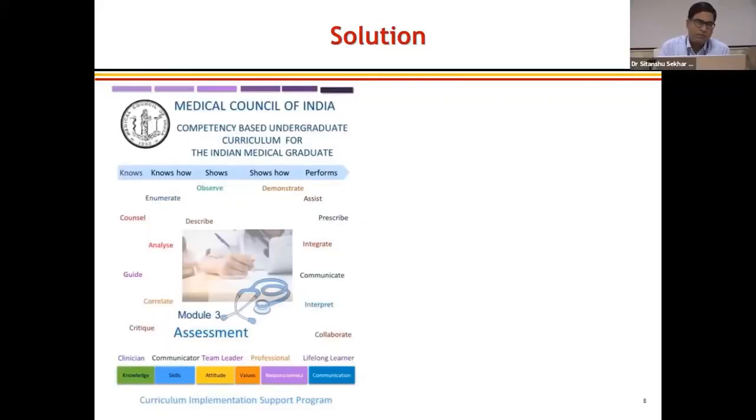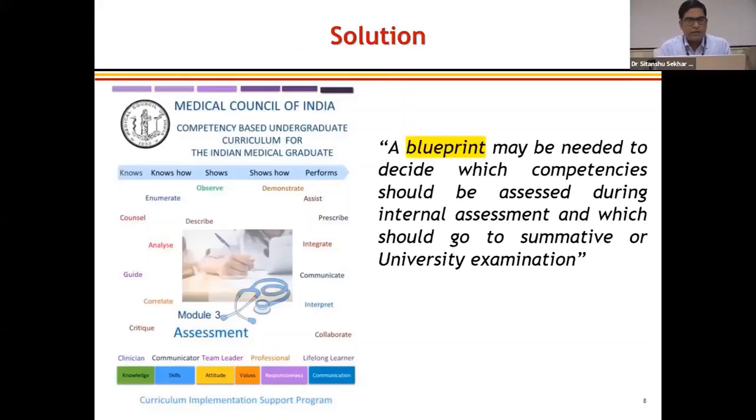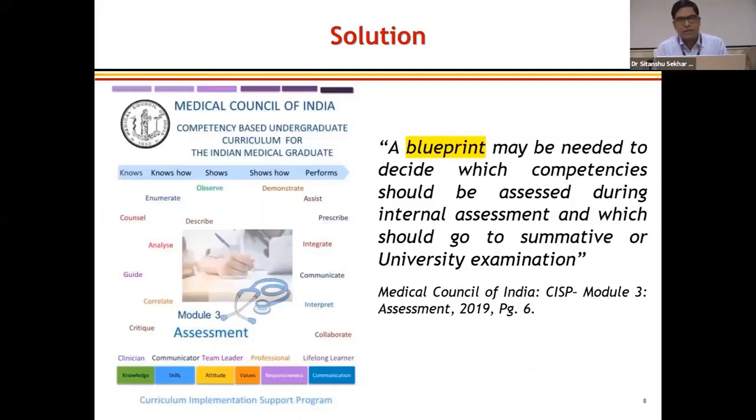Now, what is the solution for this? If you look at the Medical Council of India, the competency-based undergraduate curriculum that came up in 2019 also gives a solution for this. They say a blueprint may be needed to decide which competencies should be assessed during internal assessment and which should go for summative or university examination. So this is the solution, and this is not something new. This has been there for a long period of time. It was told in the previous GMC document, where in 1997 they also talked about blueprinting, a systematic pattern of framing questions and making a table of specification.